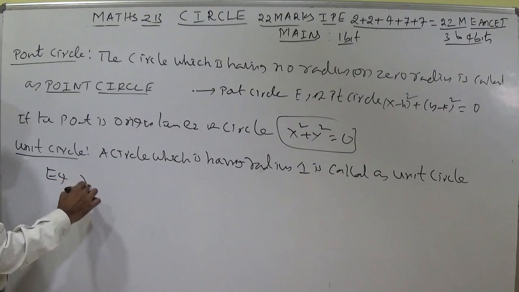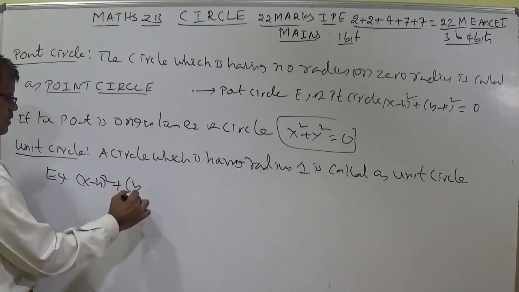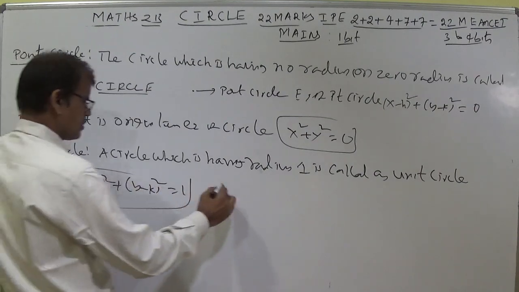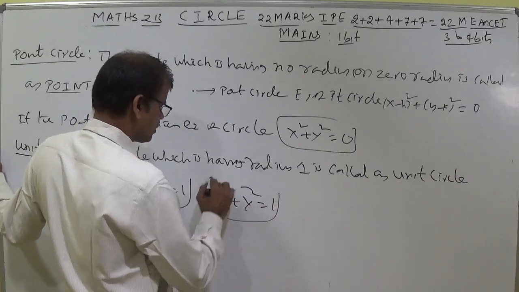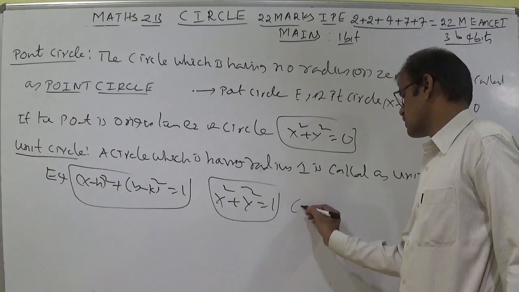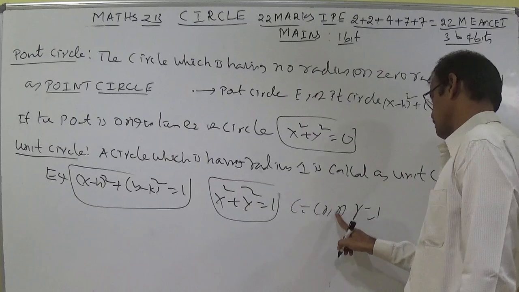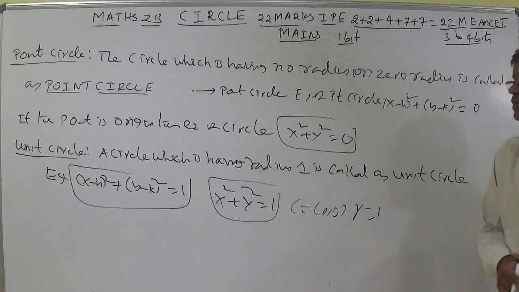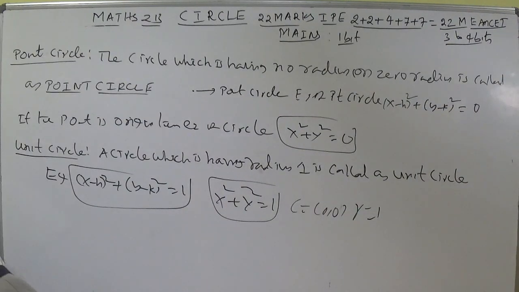Example, you write like this, x minus h whole square plus y minus k whole square equal to 1. If the circle is having center at origin, x square plus y square is equal to 1. So here center C is equal to 0, 0 and r is equal to 1. It is a unit circle. Next.